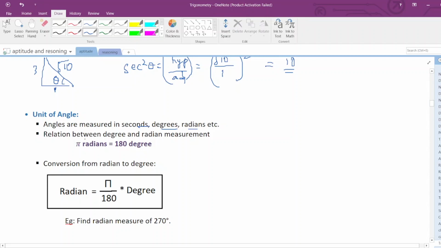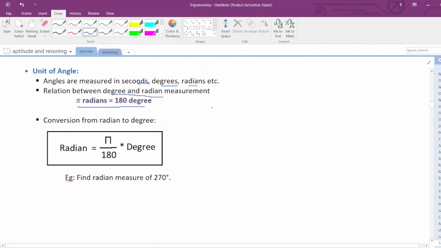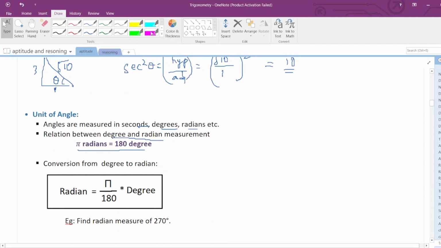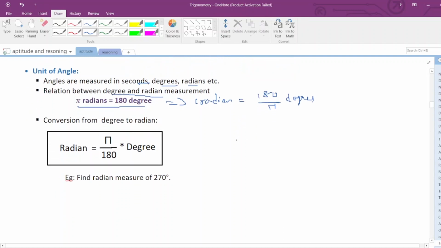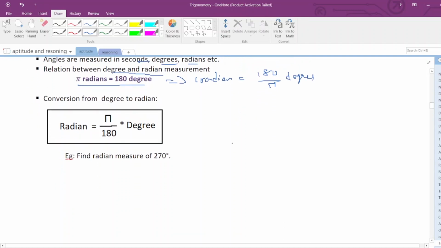So for that the relationship between degree and radian is, see, pi radians is equal to 180 degrees, which means pi is equal to 180. I can simply say so. So we know the relation between radian and degree, right? 1 pi radians is equal to 180 degrees, or else 1 radian is equal to 180 by pi degrees. Now conversion from degree to radians. To find radians from degrees we have to use this formula. So radian is equal to pi by 180 into degree.